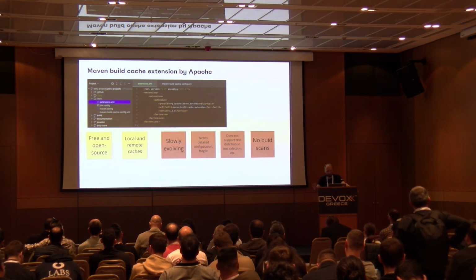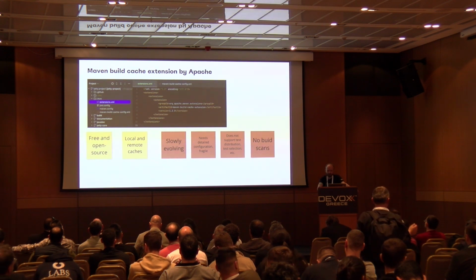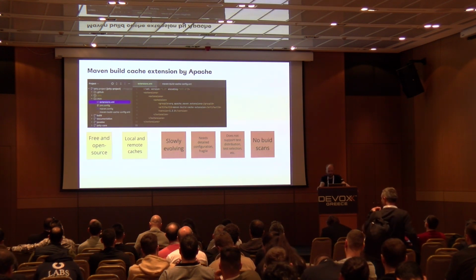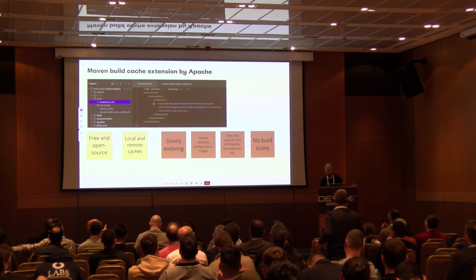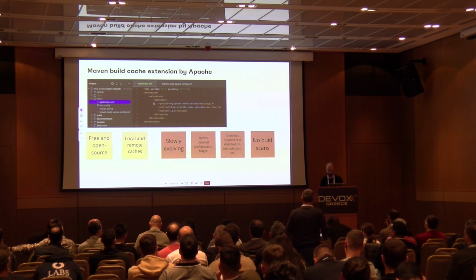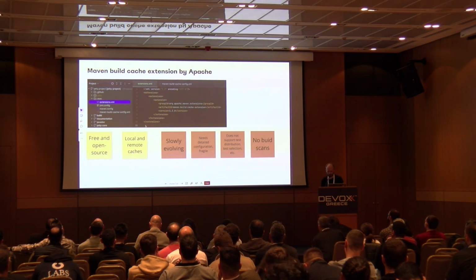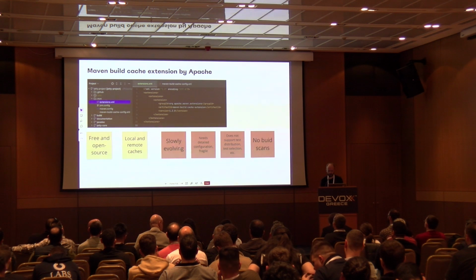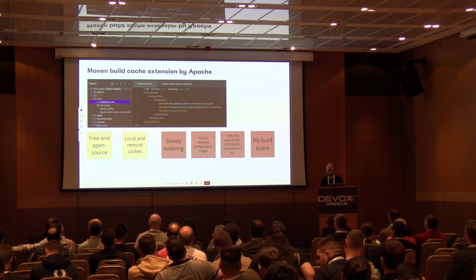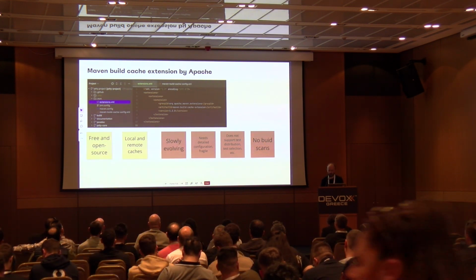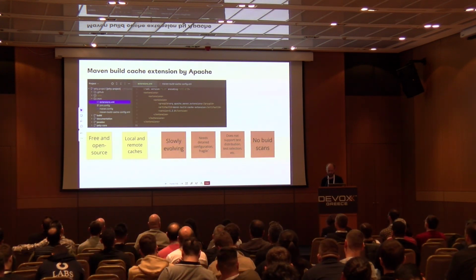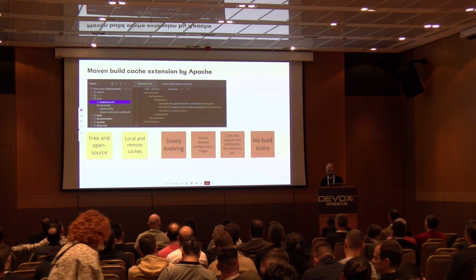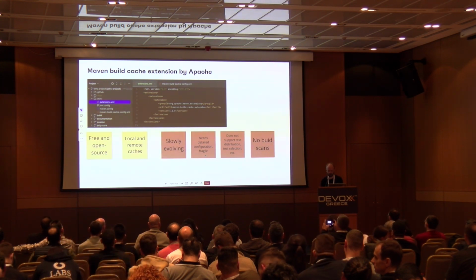One option that you should be aware of is the mentioned Apache build cache extension, which can be added via the MVN extensions, and it has a few advantages. For sure, it's free and open source, and supports local and remote caches. But it also has a few disadvantages. It's pretty slowly evolving. The last major release was more than a year ago. It needs detailed configuration, and I would call it fragile. It's easy to make a mistake here.